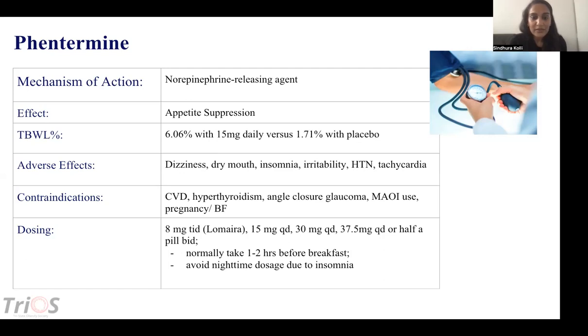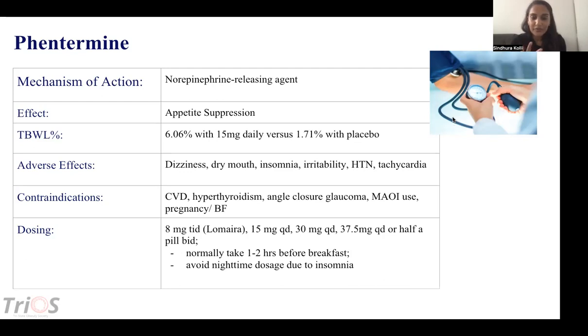Because it has a stimulant type of effect, we do recommend that they take this medication early in the morning so it doesn't affect their sleep, resulting in insomnia. Similarly, they should stay hydrated to avoid some of these side effects. True contraindications include any cardiovascular history, hyperthyroidism, angle closure glaucoma, MAO inhibitor use in the last 2 weeks, and pregnancy and breastfeeding.